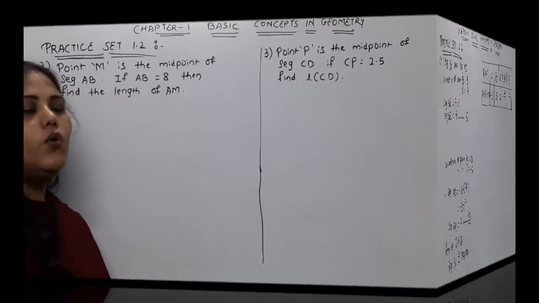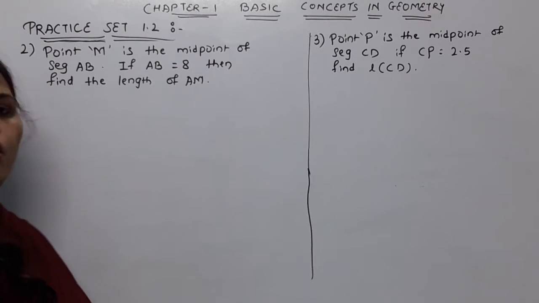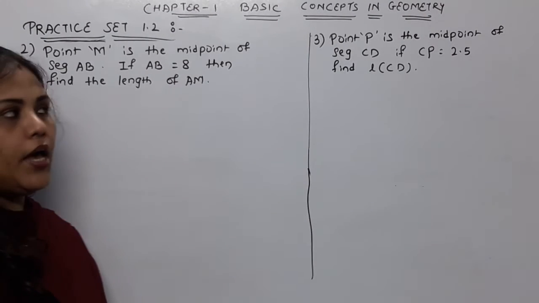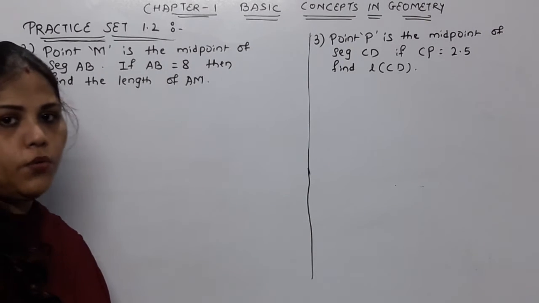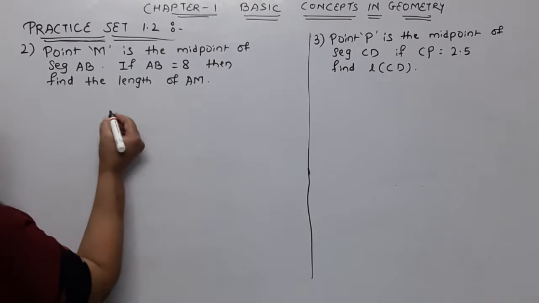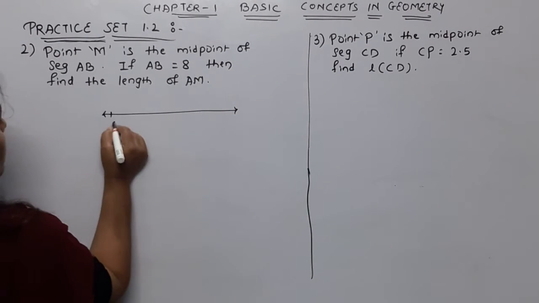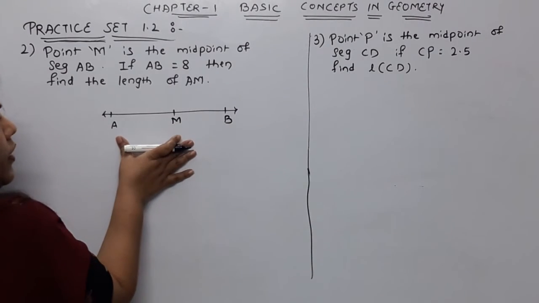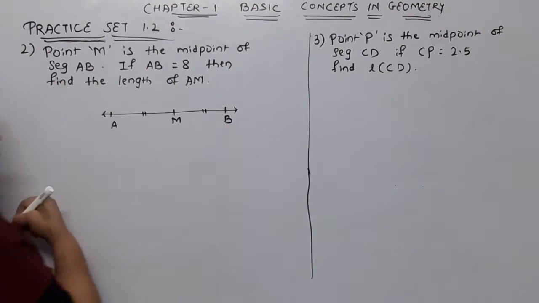Right? Now see the second sum. Point M is the midpoint of seg AB. If AB equals 8, then find the length of AM. As you all know, midpoints divide the segment into two equal parts. So see here, I am drawing one line segment for you. Here this is AB and point M is the midpoint of AB. It means AM is equal to BM.